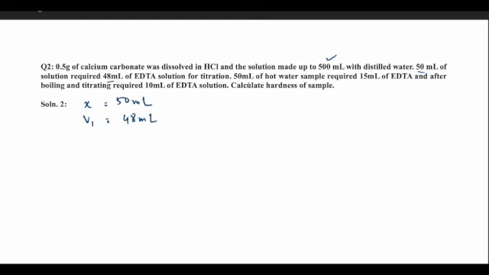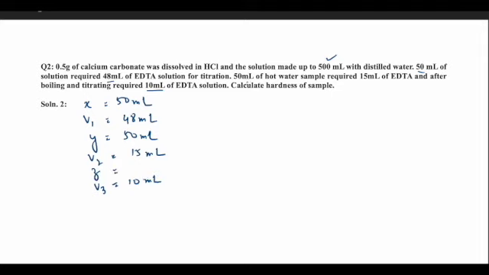Now come to the next part. 50 ml of hot water sample required 15 ml of EDTA, and after boiling the requirement changes to 10 ml. So Y which is given over here is 50 ml, and for this Y, V2 which is required is 15 ml. And finally after boiling, when I again titrated, I require only 10 ml. So here V3 is given as 10 ml, but where is the value of Z for the third part?